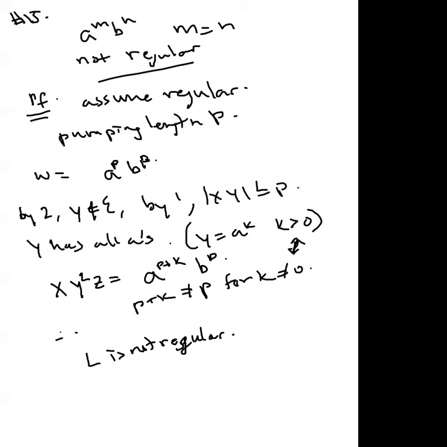Essentially, this time we pumped up, and since we picked a to the p, our non-empty y has to consist of a non-zero amount of A's. We pumped that up, and since our language requires an equal number of A's and B's, pumping up extra A's breaks that, and that word cannot be in the language. So L is not regular.